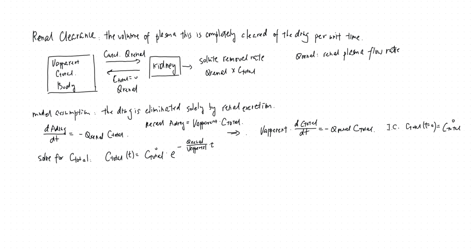And for practical reasons, people also define k renal as this ratio, Q renal divided by V apparent, which we call the renal elimination rate constant.